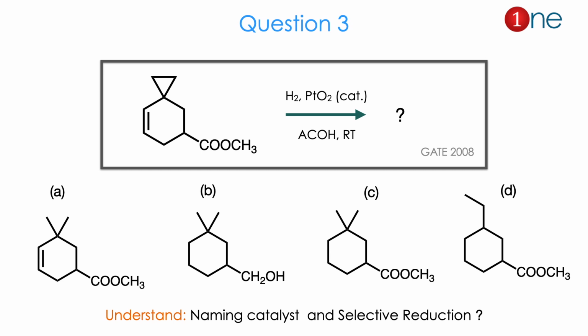In all the products, the cyclopropyl ring is open. Whether the double bond is reduced or not, and whether the side ester is reduced or not, is the real question here. So from the reactant and reagent you might guess a named catalyst is involved and selective reduction occurred here. The answer is C. Let us see how.